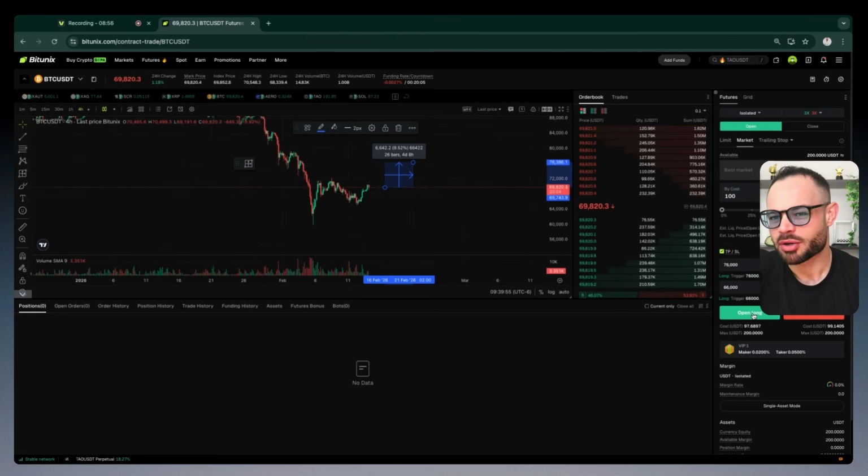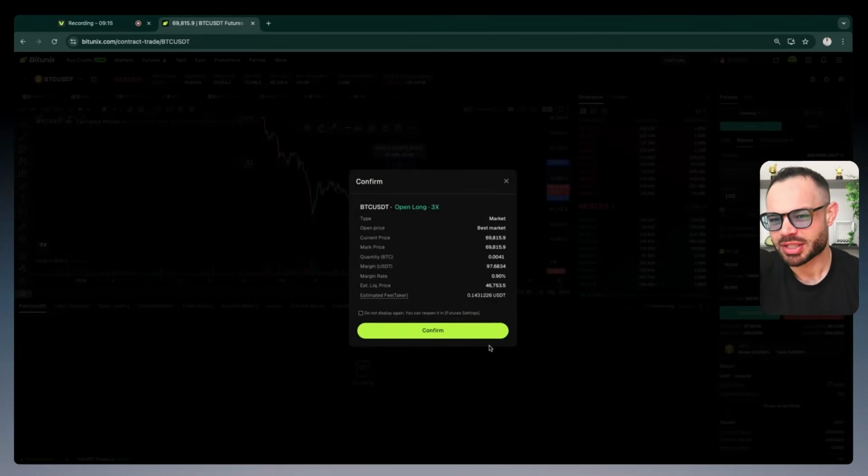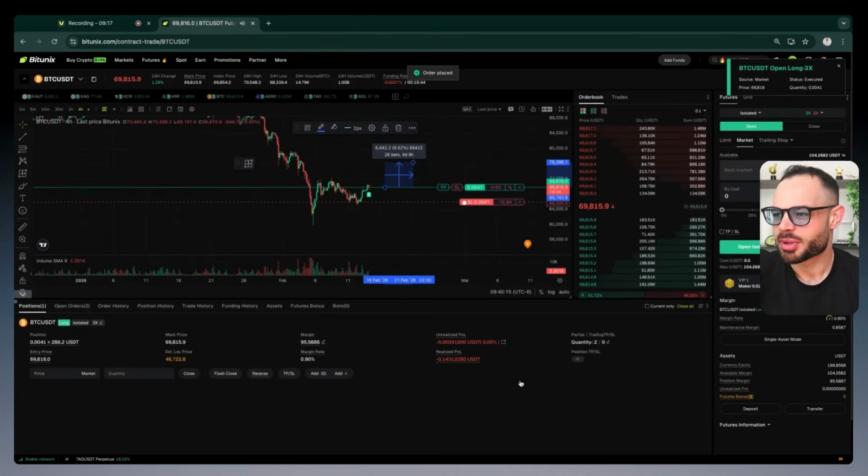And so if we click on open long, we have now set all the parameters for our position. We're using $100 of our own margin. We're having a take profit at 76,000. We're having a stop loss trigger at 66,000. We're opening it as a market order. And if we click on open long position, it's going to allow us to actually execute the order. We're going to confirm it. The position has now been opened.